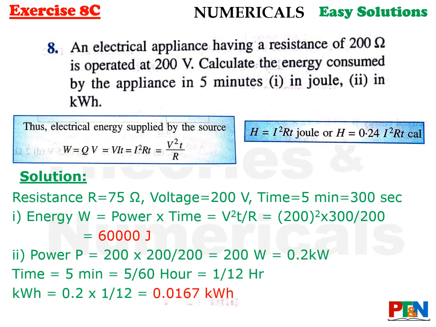Now power is 200 into 200 by 200. That is power. Why? Your voltage is 200 and resistance also is 200. V square by R. So power is 200 watt. That is 0.2 kilowatt. Time has been given. You multiply. You find how much energy has been consumed in kilowatt hour.